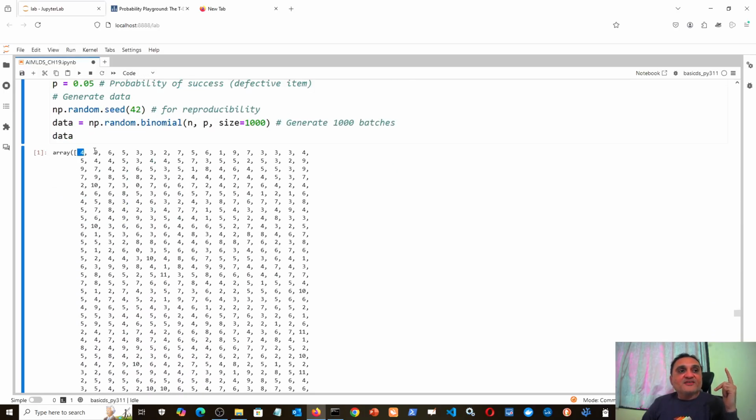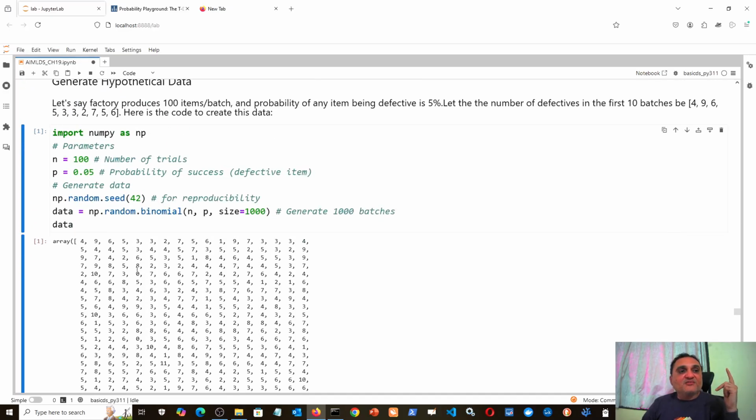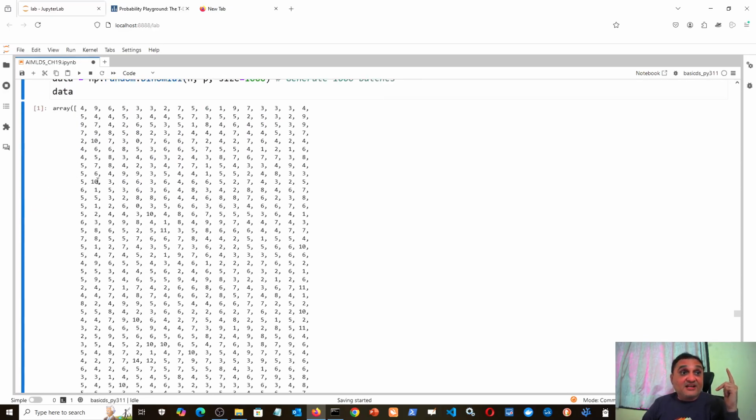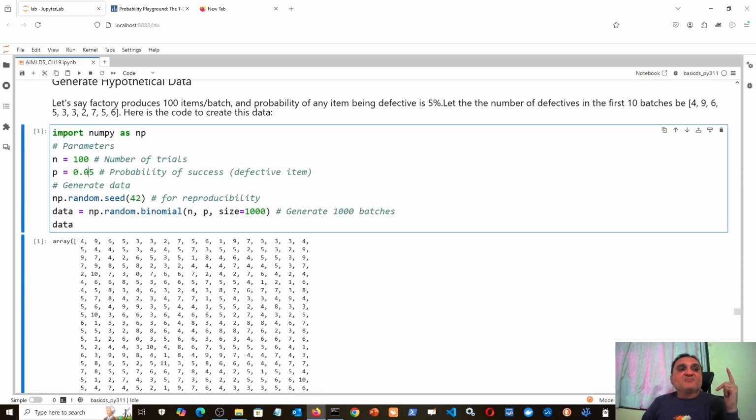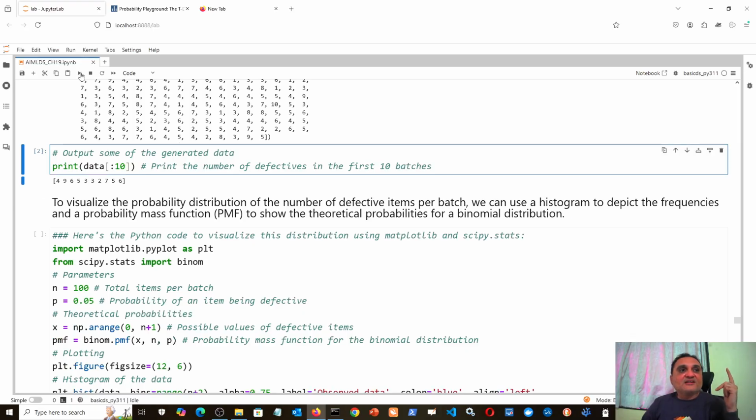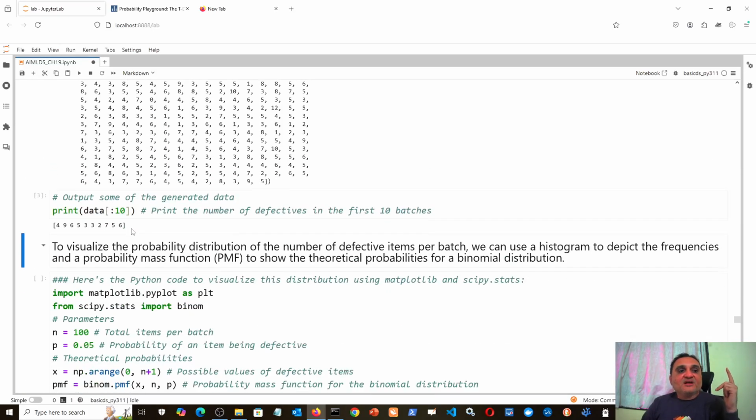So this is 4 defects in the first batch, 9 defects, then 6 defects in the next batch, and so on. Sometimes the defects are slightly more than 4, sometimes slightly less than 4, sometimes as large as 10, sometimes as small as 1. That is okay, because the probability is 0.05. If I show only the top 10 observations, then 4 defective pieces were found from the first batch of 100 keyboards, then 9 defective pieces, 6, 5, 3, 2, and so on.